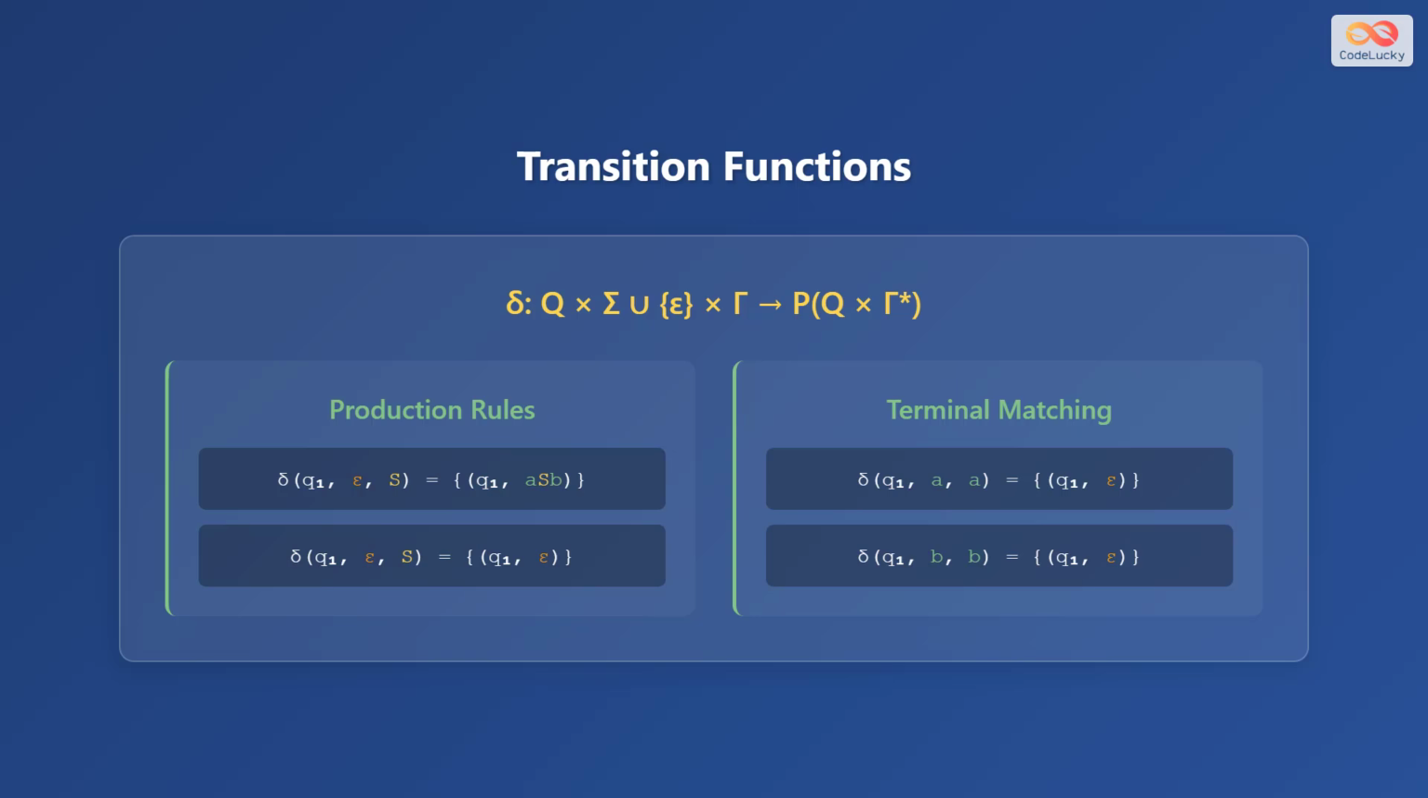For terminal matching in state q1, reading terminal a and encountering terminal a on the stack, we can transition to state q1 and pop a from the stack, replacing it with epsilon. Similarly, in state q1, reading terminal b and encountering terminal b on the stack, we can transition to state q1 and replace b with epsilon.